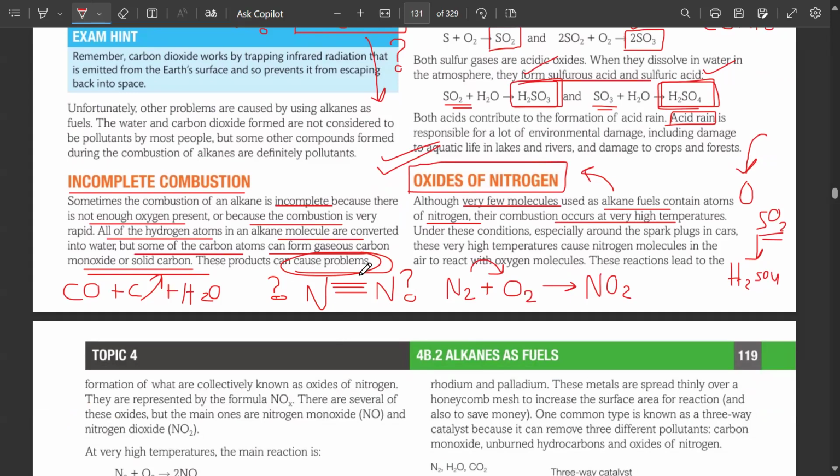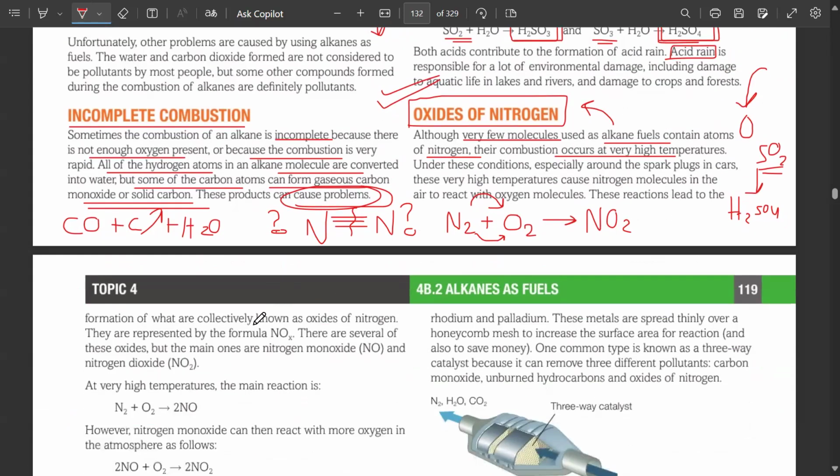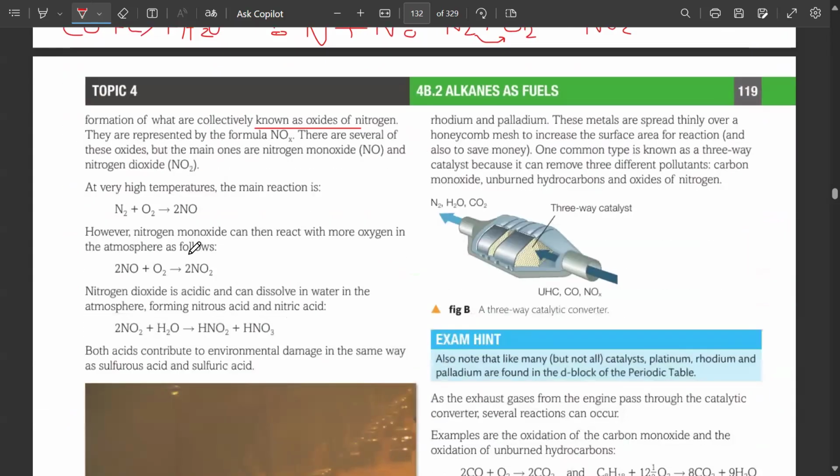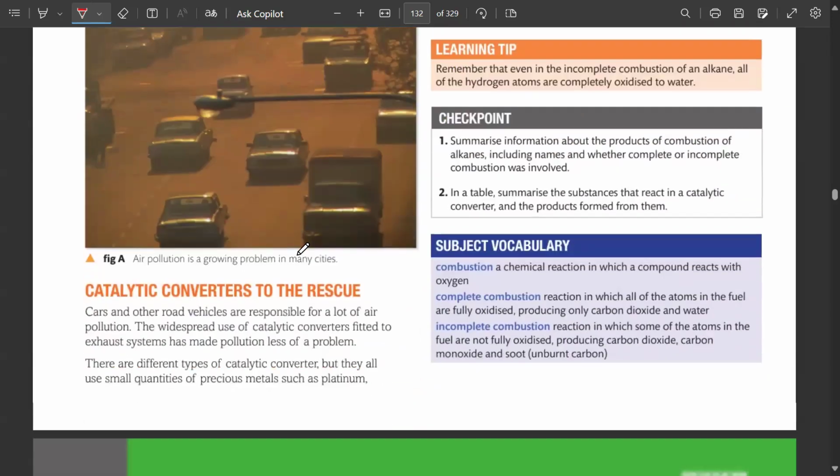Exactly, three pairs of electrons. So breaking this triple bond is very tough, and then reacting with oxygen. This formation is collectively known as oxides of nitrogen. Oxides of nitrogen include nitrogen monoxide as well, nitrogen dioxide as well. And if they react with water, they are going to produce acid rain because it's going to produce nitrous acid as well, nitric acid as well. You have to remember all of these formulas. Got it? These are very important.